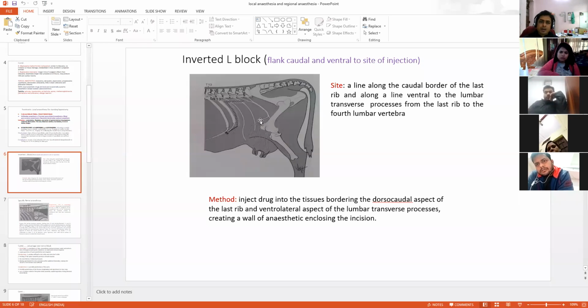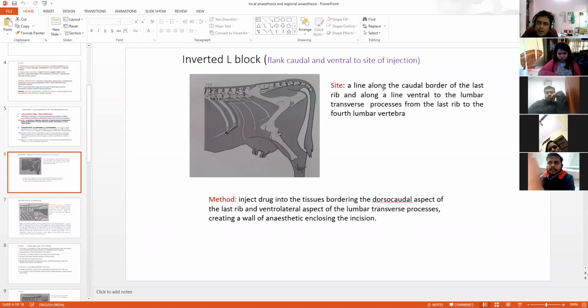And this is the part where you are going to give the incision for a cesarean section. Even if you are going for a laparotomy or rumenotomy, this is the site for rumenotomy. By achieving this inverted L block, this is infiltration anesthesia. You are going to infiltrate the lignocaine along this line, the inverted L septum. That's why this is known as the inverted L block.